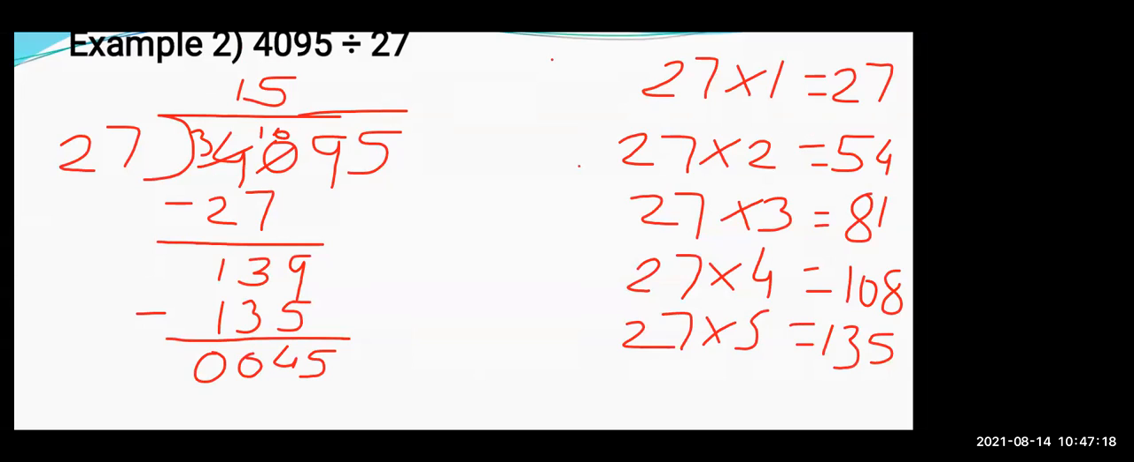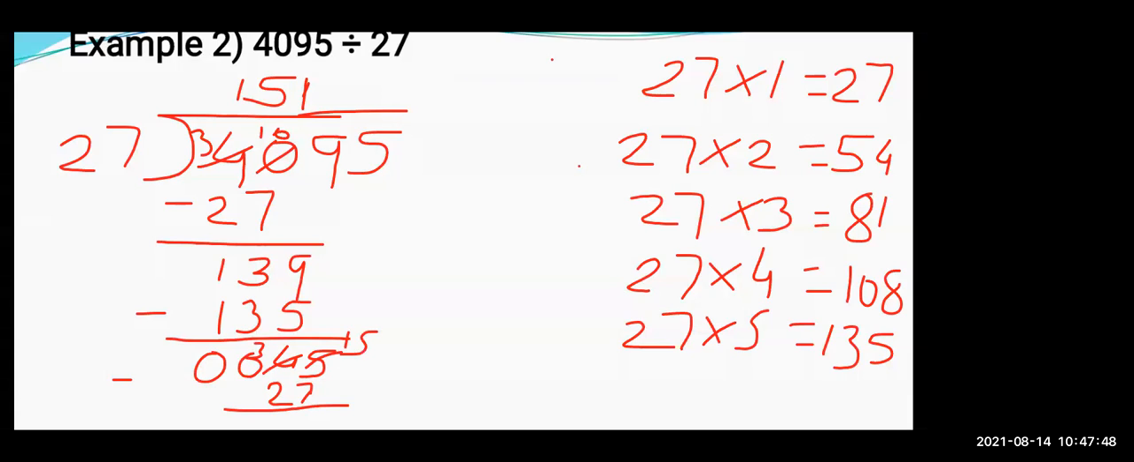Which times is 45? Yes, 27 ones, because 2s is 54. So 27 ones is 27. Chalo. So 5 minus 7, is it going? No. So we have to cut, and here it will become 15 and here it will become 3.